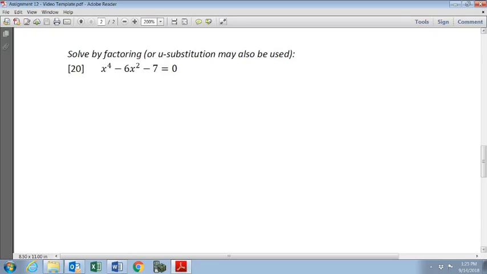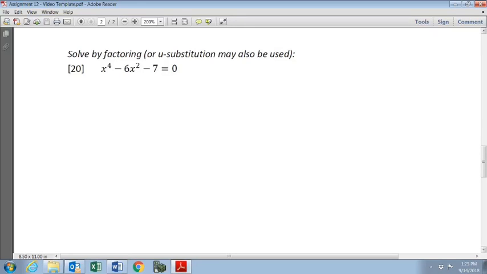On number 20, here it says solve by factoring, and this is what we call quadratic in form. Normally we'd have an x squared instead of x to the 4th, and instead of that x squared we'd have an x there. At least that's what we've had with quadratic equations. So we're going to treat this one just like that with one minor adjustment.